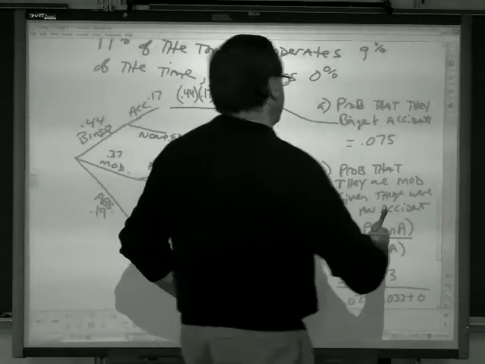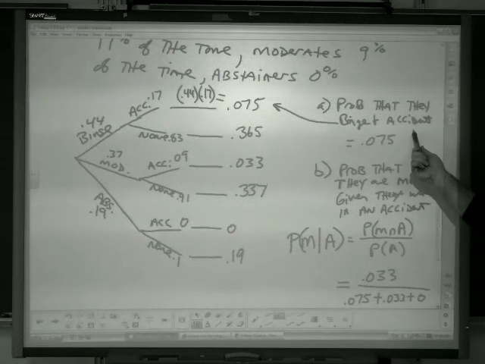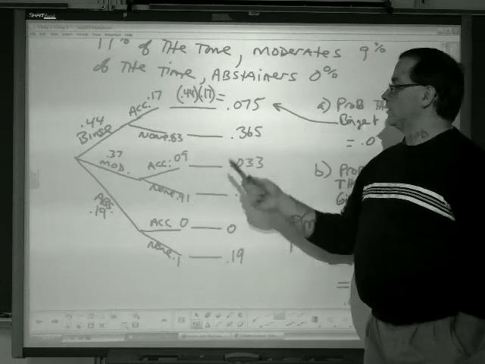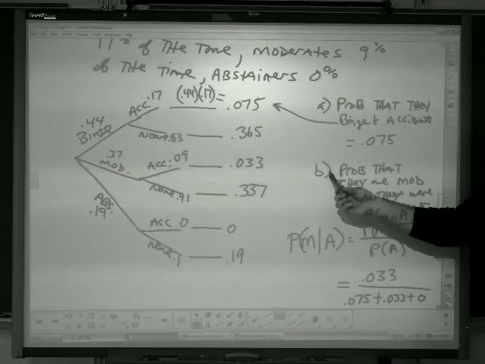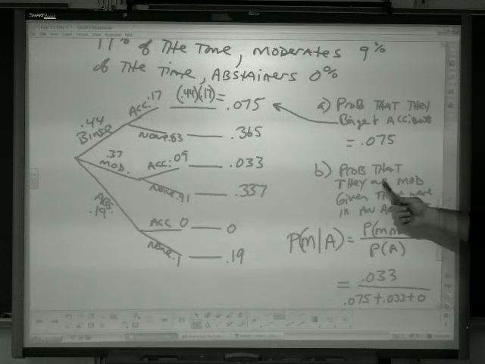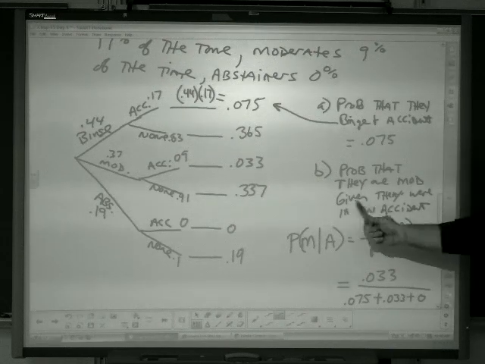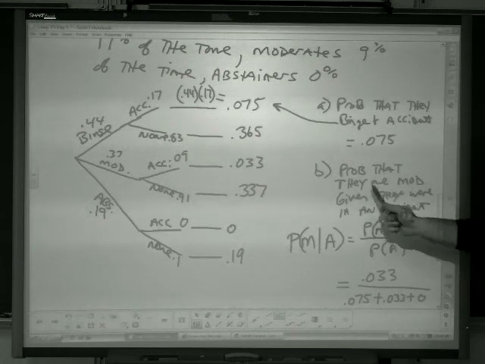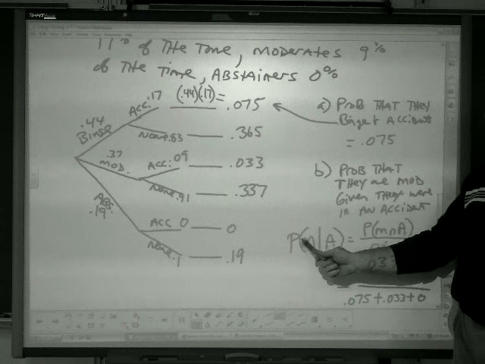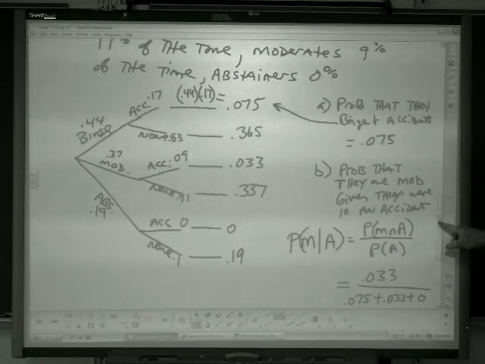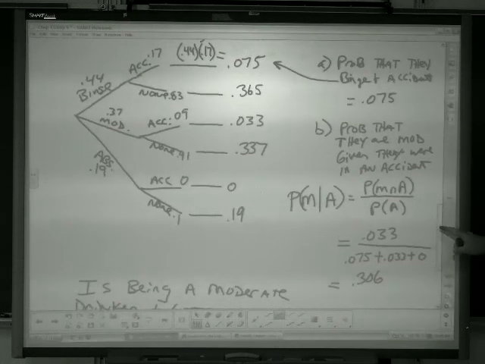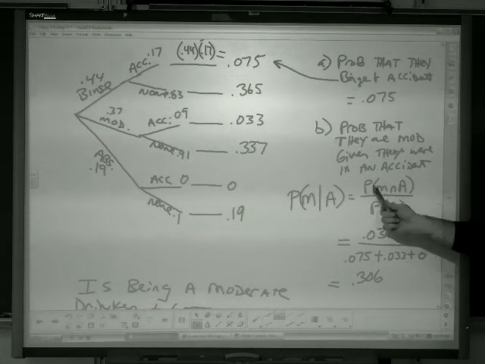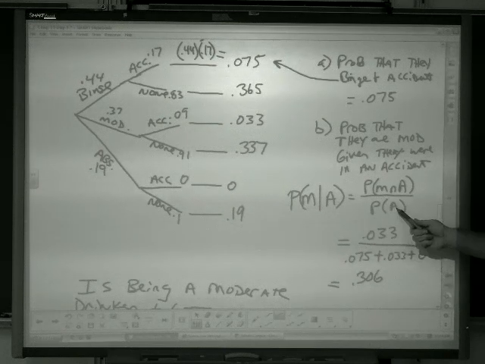So some questions we might ask, probably that they binge and get in an accident. Okay? Binge, accident, there's the product. Here's another question we might ask. What's the probability that they are moderate given that they were in an accident? So now we've got to use our formula. Moderate given accident. I'm going to let M be moderate, A be accident. So, moderate given accident, which is moderate and accident according to our rule, divided by accident.